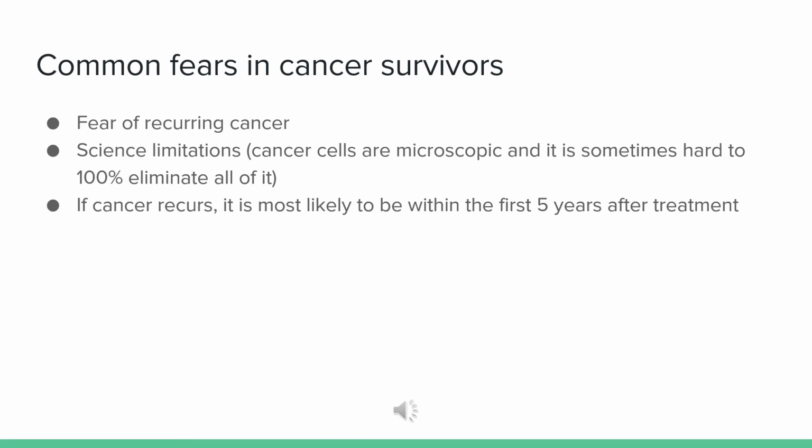This is due to the fact that tumors can be visibly gone, but it's possible for some microscopic extensions to go undetected. It is sometimes hard to eliminate 100% of the cancer cells, depending on the severity of the cancer. If cancer were to come back, it would be most likely within the first 5 years after treatment, as it is unlikely for the cancer to recur past that.